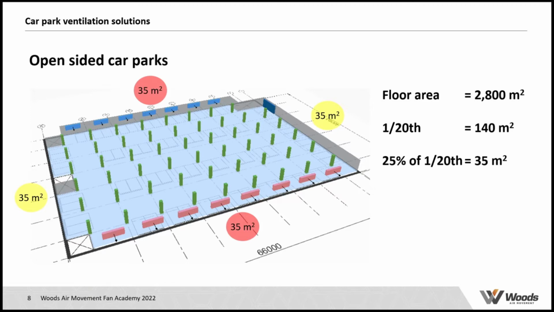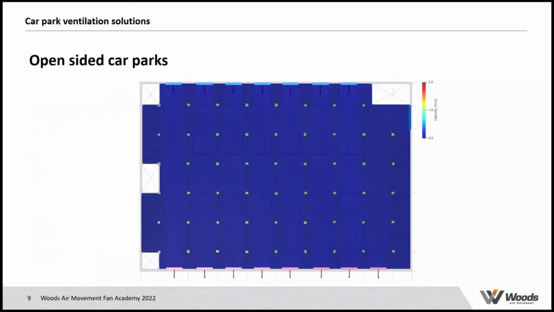So a car park that has 2,800 meters squared requires 140 meters squared in permanent openings, from which the minimum should be 35 meters squared in two opposing walls. This would require no mechanical ventilation as per the book.